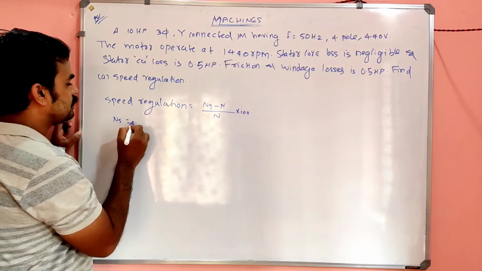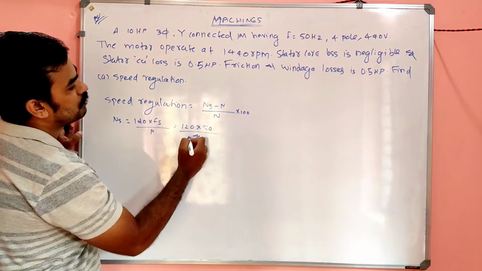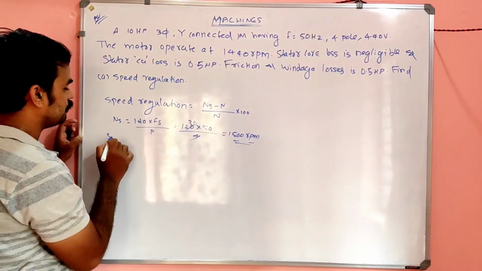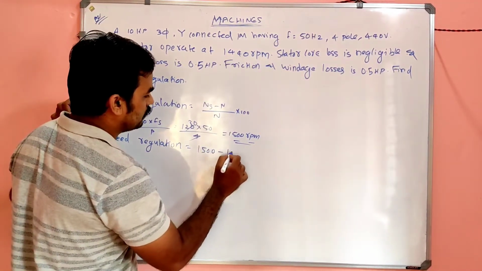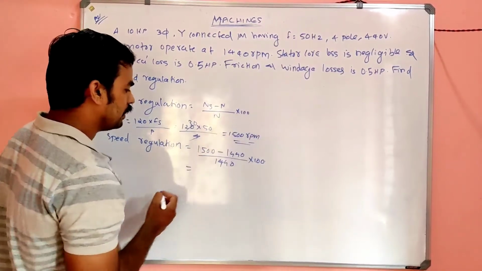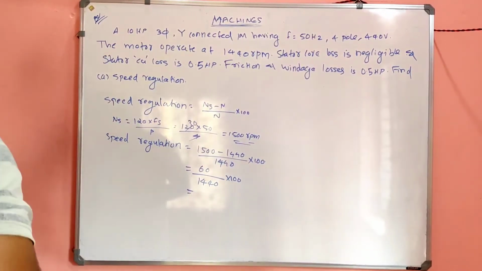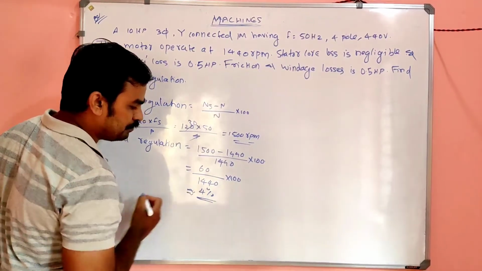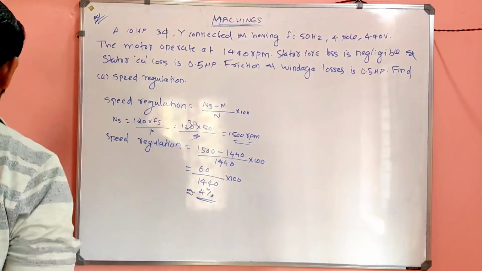We have to find Ns, right? It is nothing but 120 into Fs divided by P. So it will be directly 120 into 50 divided by, how many poles are there? 4. So it will be 1500 RPM. So speed regulation will be equal to 1500 RPM minus 1440 divided by 1440, correct? Into 100. So it will be 60 divided by 1440 into 100. You will get an answer of nearly 4%. It's easy, right? No need to explain more. It's direct equation, direct substitution. So note it down.